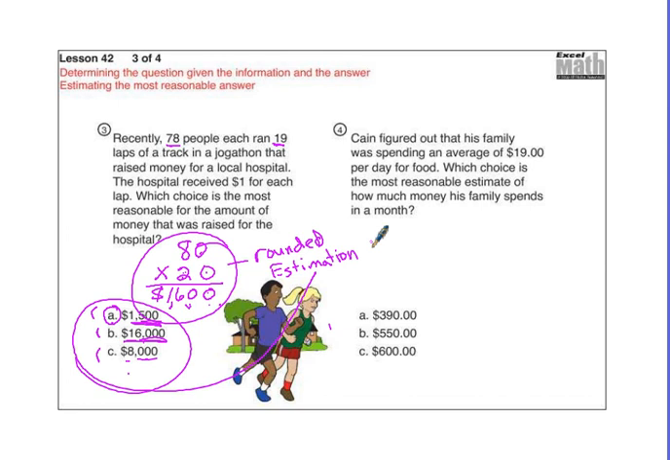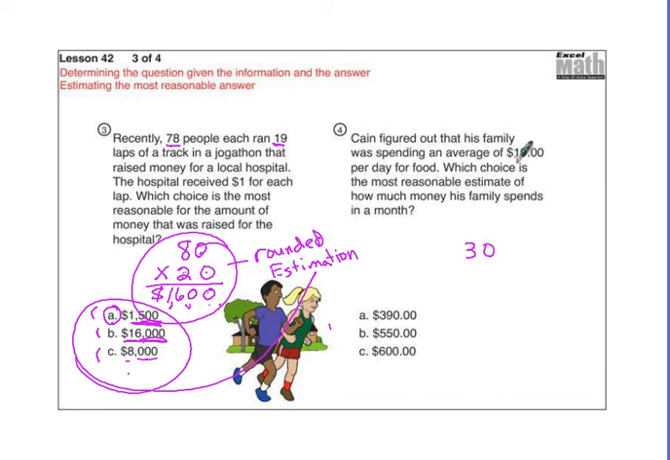Kane figured out that his family was spending an average of $19 per day for food. Which choice is the most reasonable estimate of how much money the family spends in a month? Okay, now some of you might be thinking, well, which month? Because there's different days in the different months. Well, it doesn't matter because you're going to round the number, and the approximate number of days in a month rounded with a 0 on the end is going to be 30.